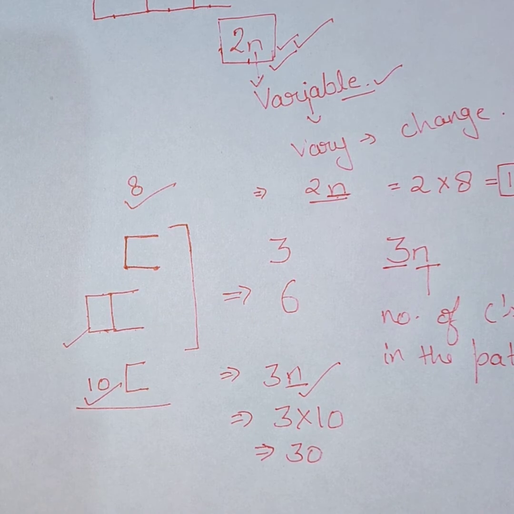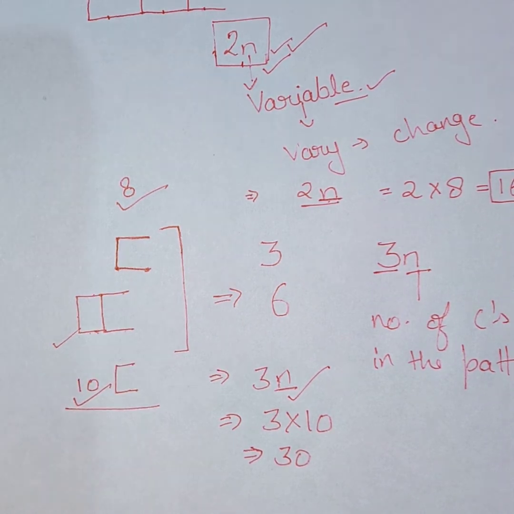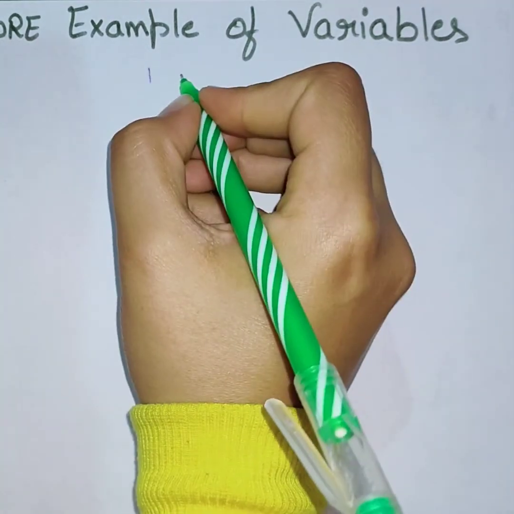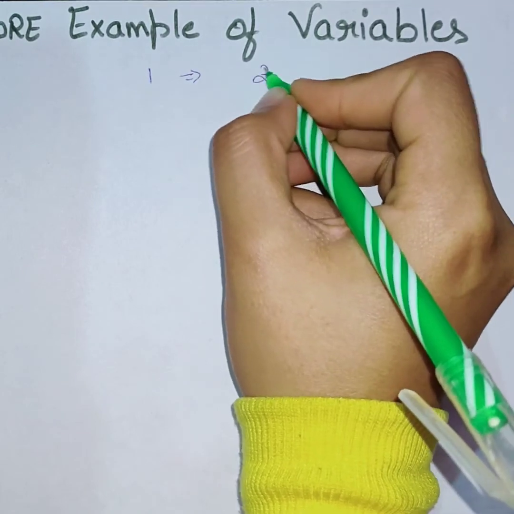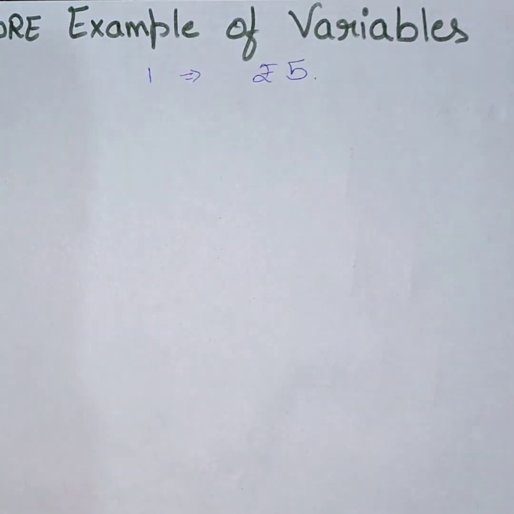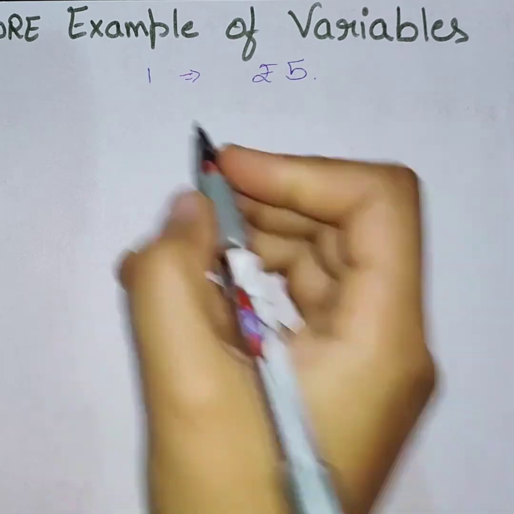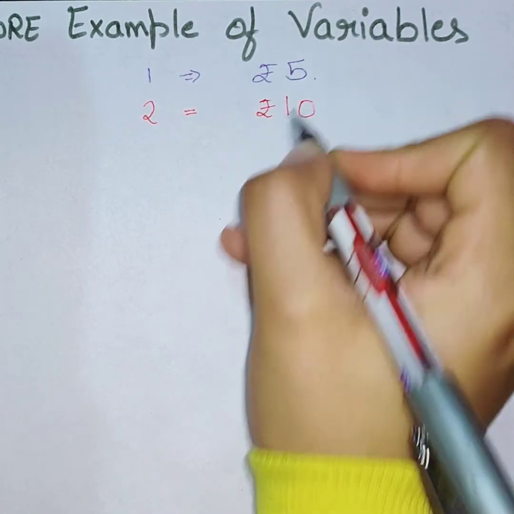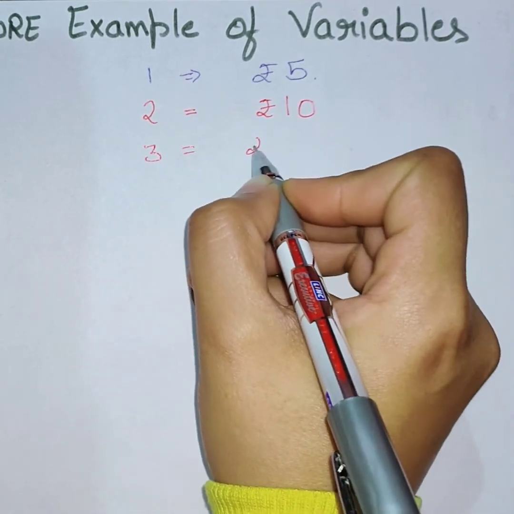Now next, variables are not only used in matchsticks, we can use them in finding more values. Let us take one more example for understanding that. Suppose you are going to a shop and you buy a chocolate. The cost of one chocolate is 5 rupees. So what will be the cost of two chocolates? The cost of two chocolates is 10 rupees. The cost of 3 chocolates is 15 rupees.